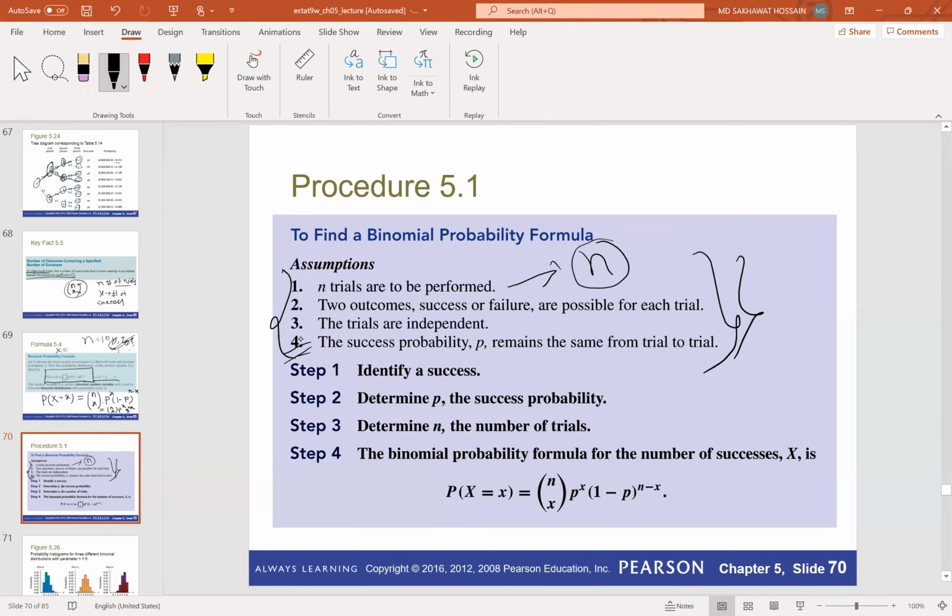Okay, so now how to find the binomial probability? These are the steps. First one is identify the success. First you need to identify what the success is here, what we are interested in. Number 2 is determine p, the success probability. So what is the probability of success? Then the next thing is determine n, the number of trials. So what is the number of trials? You need to determine that one. Then number 4 is you need to use this formula to calculate the probability of success.